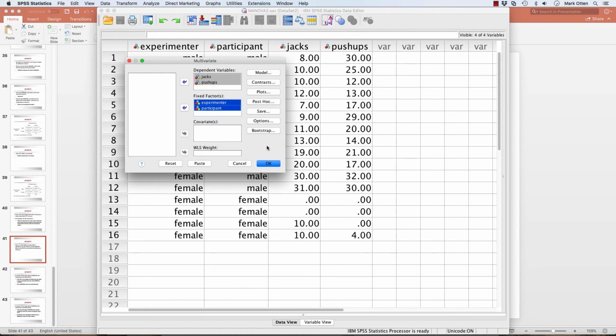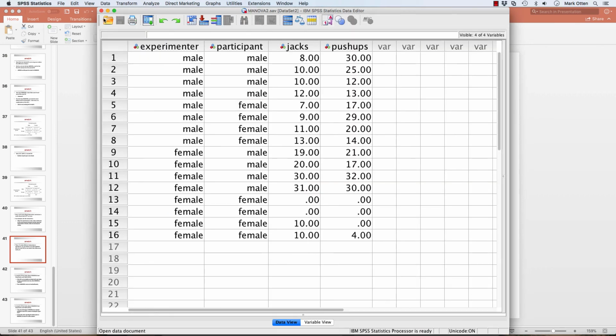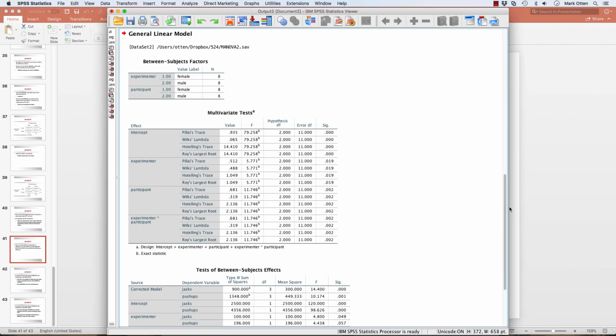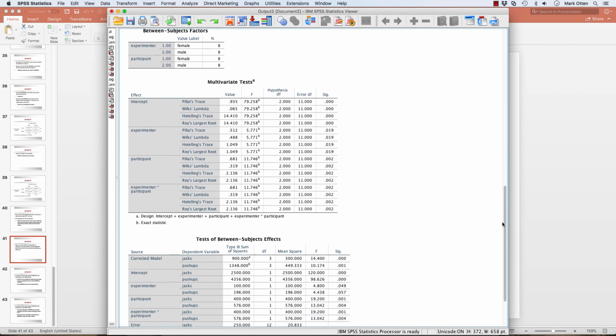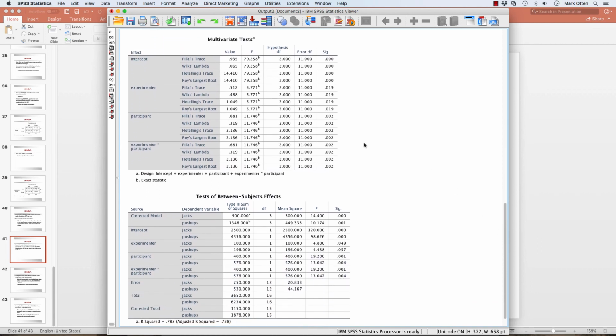We can get some plots here if we want. I'm trying to keep it relatively simple, so I'm just going to click through and we're going to get the following. So this is just the same looking output as before, with the multivariate ANOVA in one box and the separate univariate ANOVAs in the other box below. So you just got to keep it all straight here.